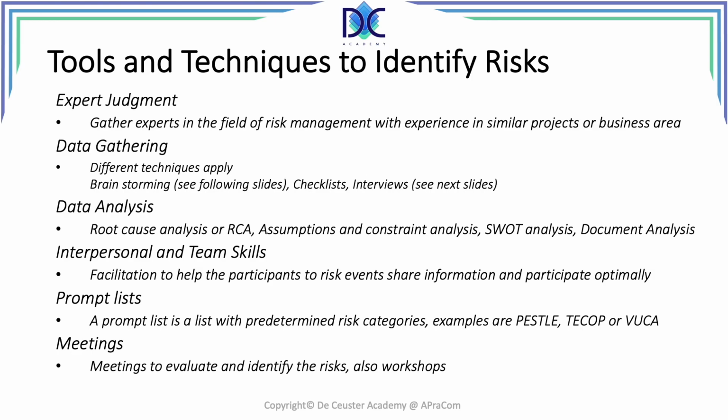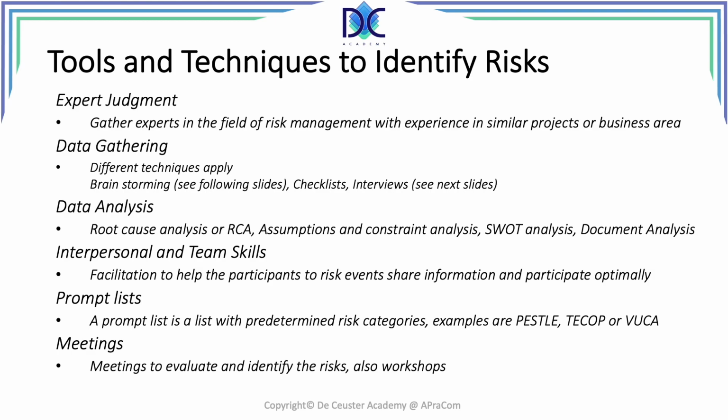We look at data analysis, which is typically the RCA, the root cause analysis. We look at assumption and constraint analysis, SWOT analysis, document analysis. We also need interpersonal and team skills because we have to facilitate how to get all that information. We also have prompt lists. We have predetermined risk categories, which are PESTLE, TECOP, and VUCA. PESTLE you may know from other subjects in your classes. And of course, we have to have some meetings to evaluate and identify the risks, including some workshops.